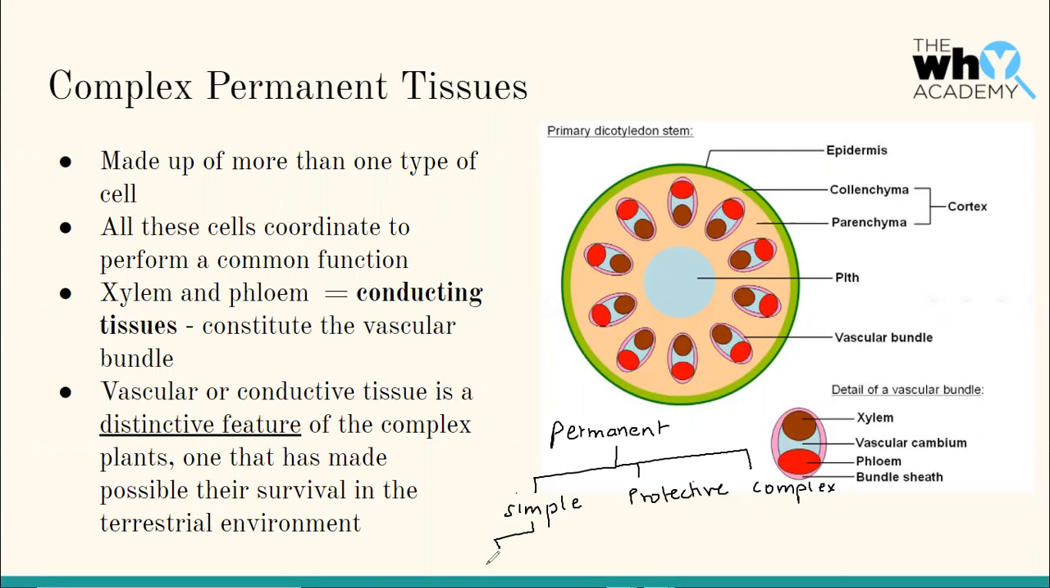Yeah, so under simple you have parenchyma, collenchyma, and sclerenchyma, right? You can write the complete words. Under protective you have epidermis and cork, right? We discussed. And under complex you will have xylem and phloem, right? Okay.